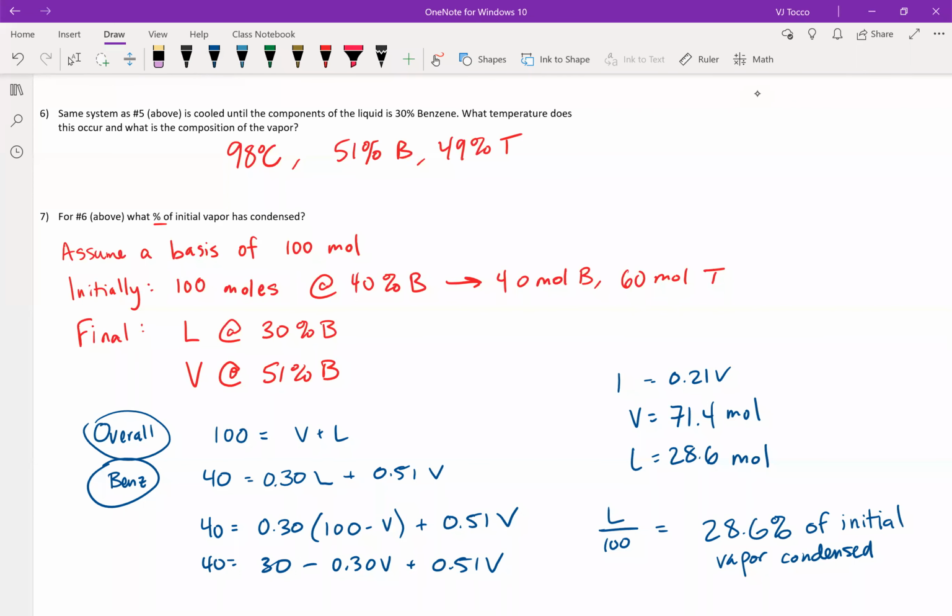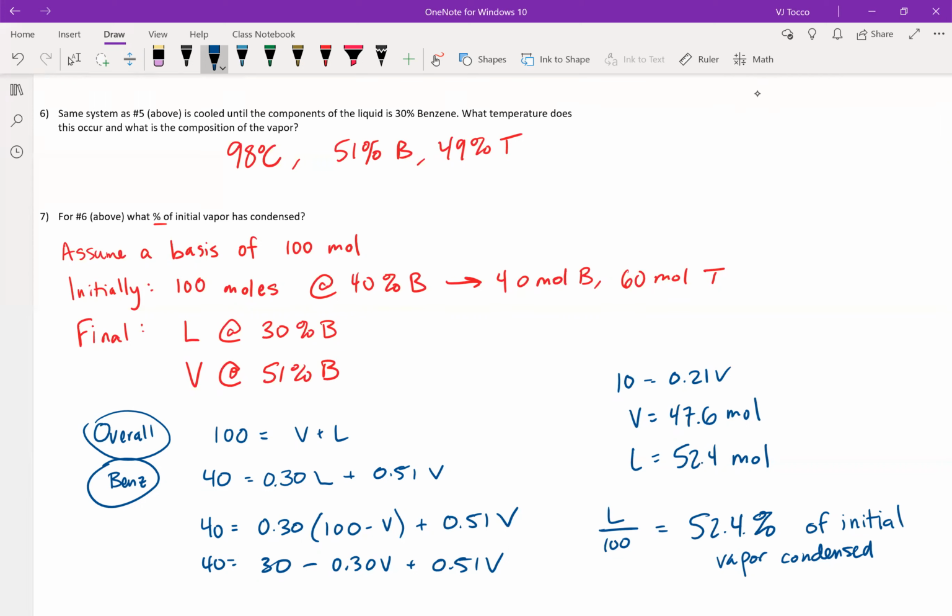Whoa, scratch that. Okay, I don't know what I was doing there. 40 minus 30 is 10, not 15. Must have been looking at the wrong thing there. I'm going to have to recalculate this. So 10 divided by 0.21 is 47.6. And 100 minus that is 52.4. So 52.4 divided by 100 is 52.4% of initial vapor condensed. That makes much more sense.